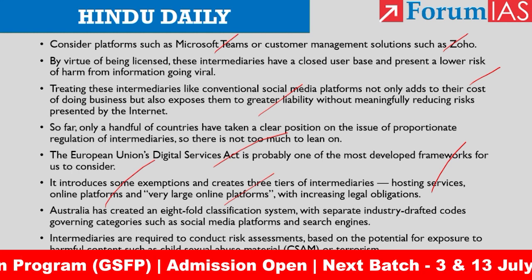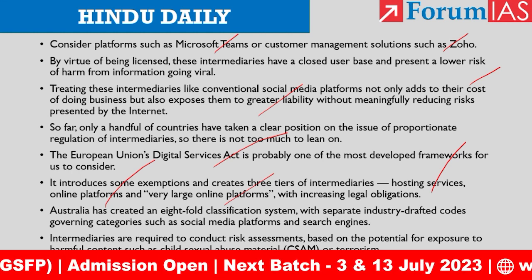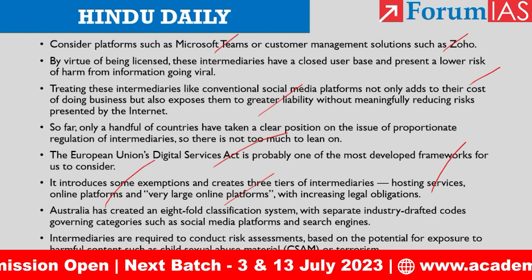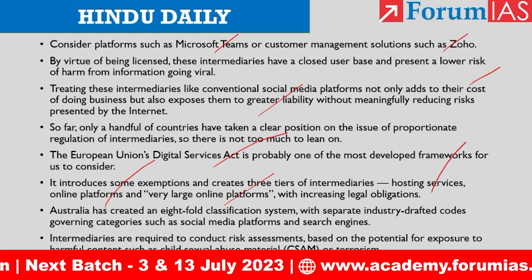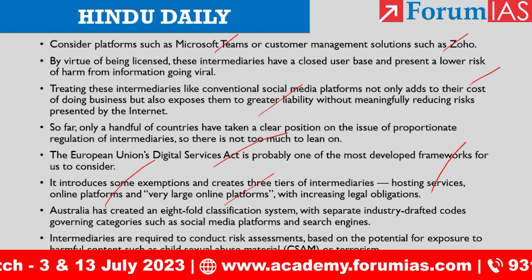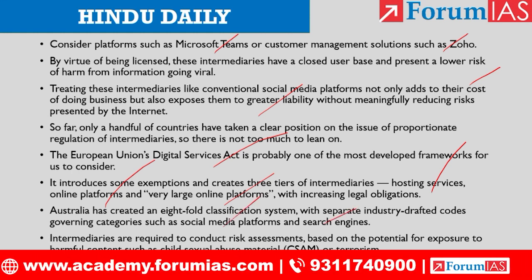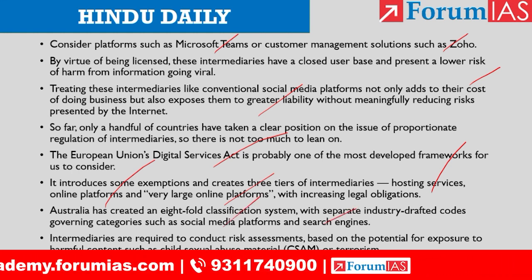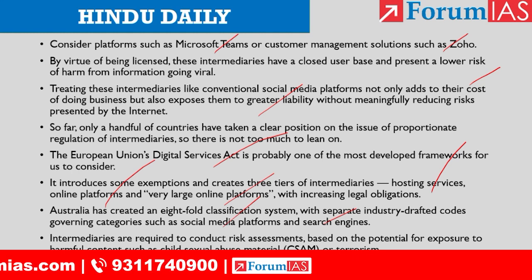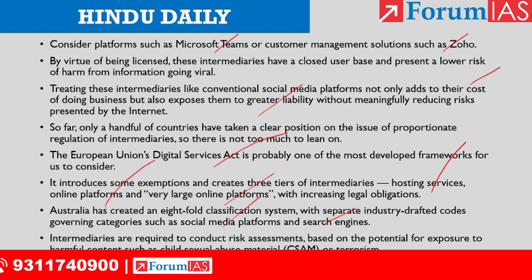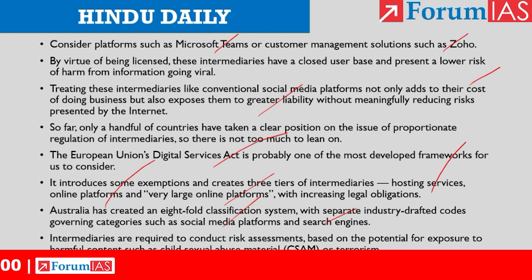And even Australia has created an eightfold classification system. With that, they have a separate industry-drafted code, and with that they'll govern categories such as social media platforms separately and search engines separately. And they are supposed to conduct risk assessment. How do they do that? Based on potential for exposure to harmful content like child sexual abuse material or terrorism.